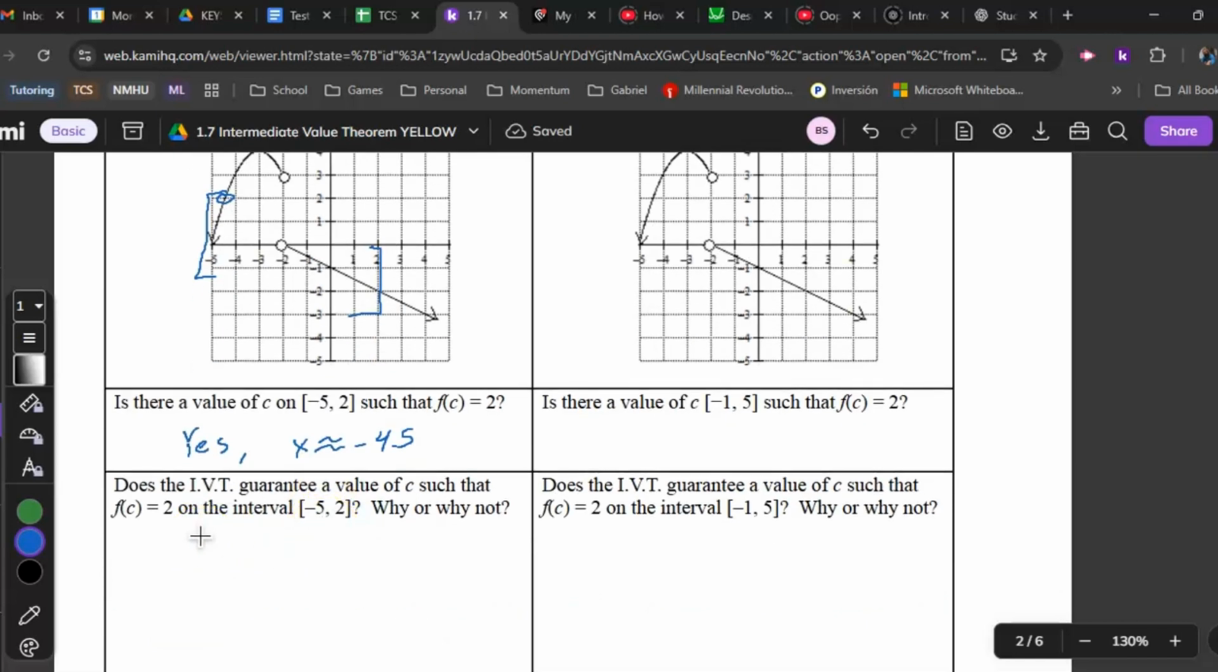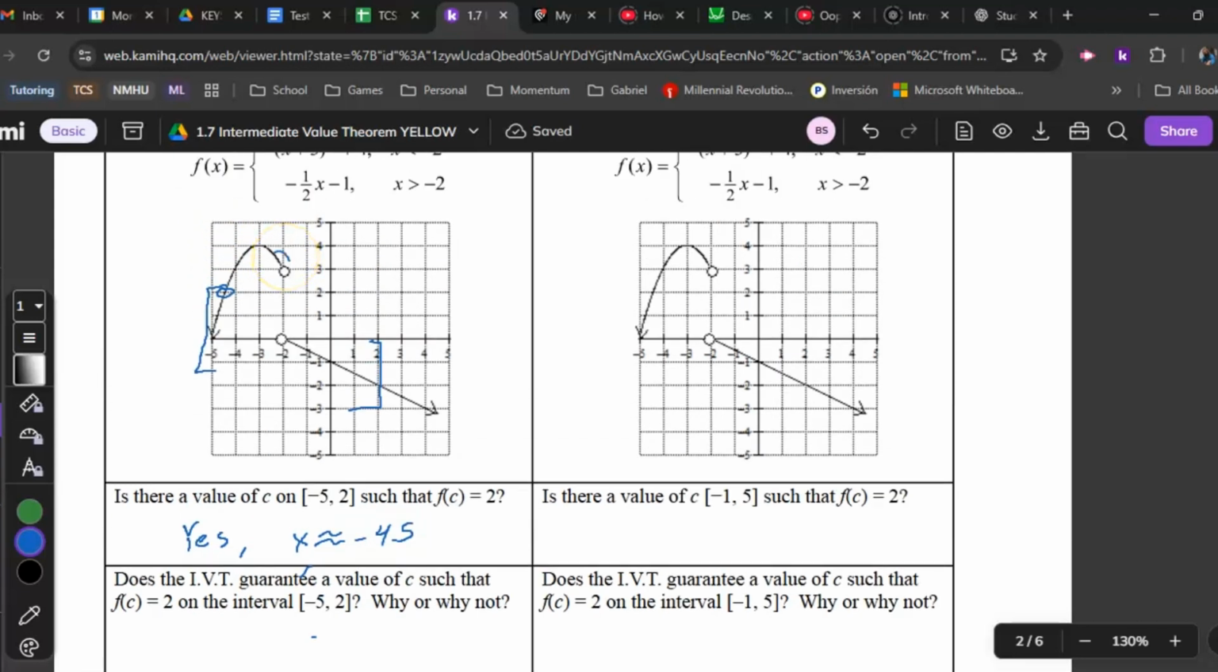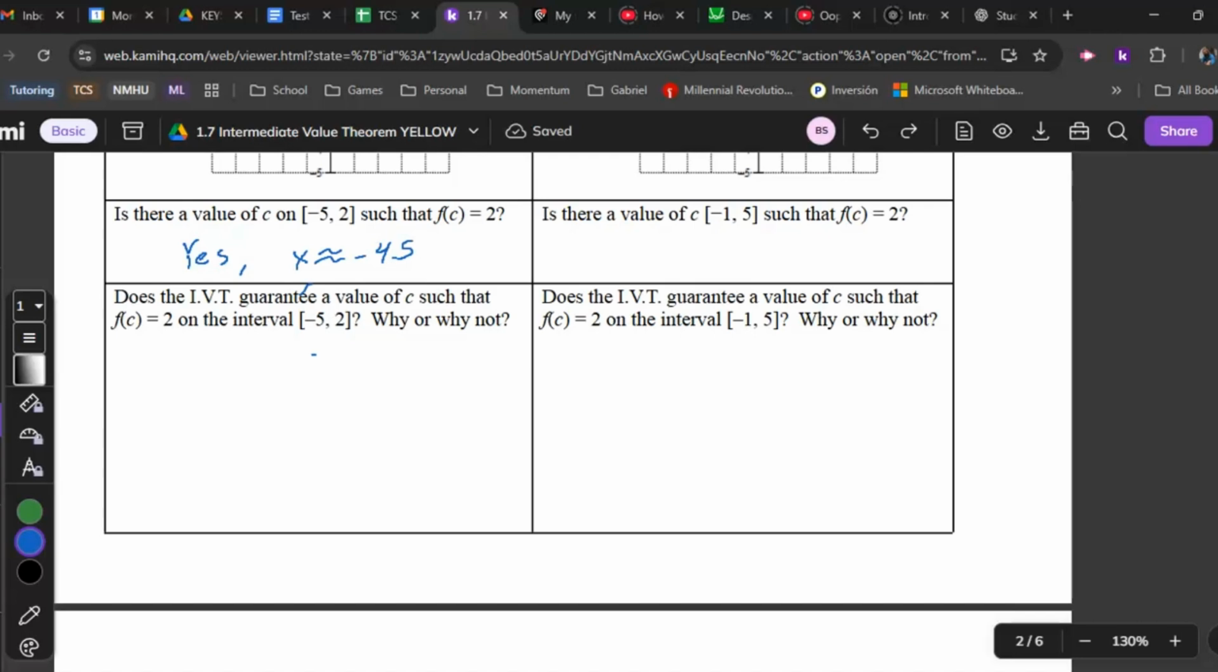Does the IVT guarantee a value of c such that f of c equals 2 on the interval -5, 2? What do you guys think? We know it exists, but does IVT guarantee it? Yeah. No. That's the one about your height, intermediate value theorem. Does the intermediate value theorem guarantee that that point there that we just found exists? No. Why? It's not continuous. It's not continuous data. We got this big hole right here, right? So down here, that's exactly what we're going to say.